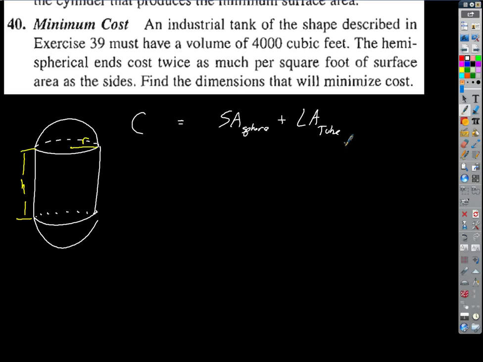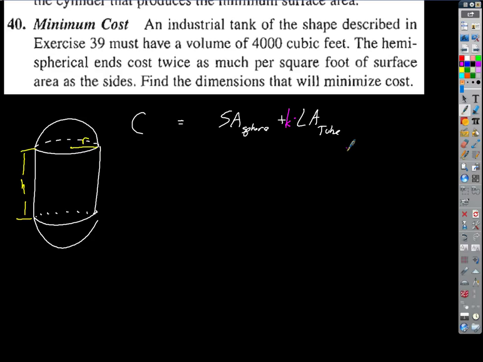Do we know what the cost is per unit area for the lateral area? We don't, right? They don't give it to us. So what should we probably call it then? Well, we could call it x. X sounds like a variable. Is this going to be a variable or a constant? It's going to be a constant. It's not going to change. We don't know what it is. So how about k? Right, so we're going to multiply k times the lateral area.